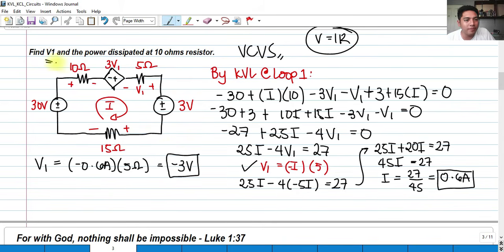How about the power dissipated by 10 ohms? The power dissipated by 10 ohms. So the power dissipated, we can compute it using 3 formulas. The power dissipated by 10 ohms is actually equal to, since we know I, we can use the I squared R formula. So the I squared is 0.6 amperes squared multiplied by the resistance 10 ohms. So we have 0.6 squared times 10, and that is 3.6 watts.